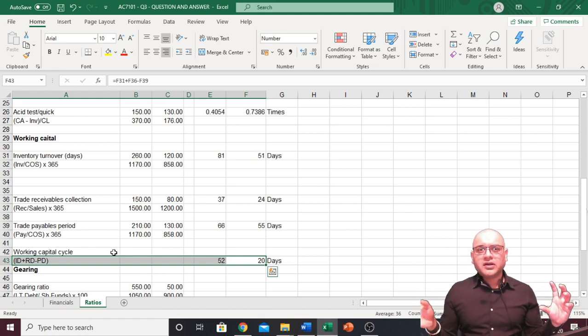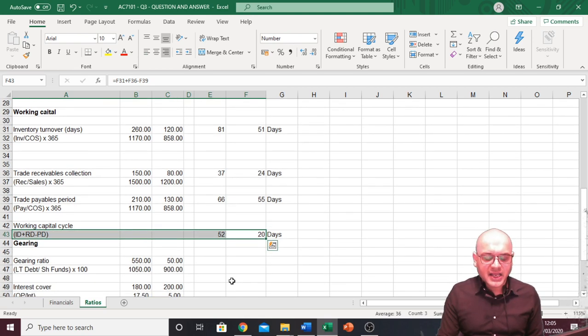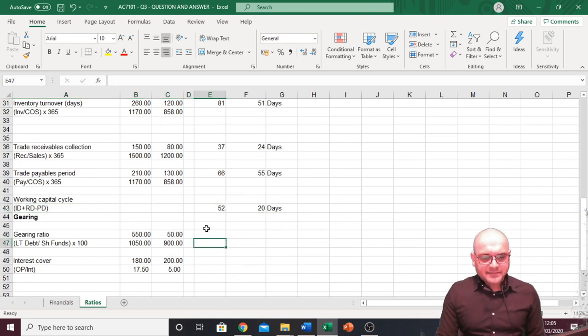Why is it a problem? Those funds are not free. You will be paying interest on that. Okay, and we know that we are paying higher interest. All right then. So again, working capital, from the efficiency side, the business is not doing very well. Now let's check the riskiness of the business.